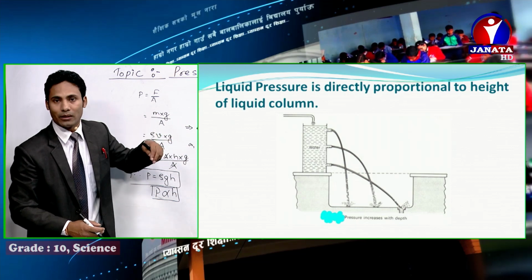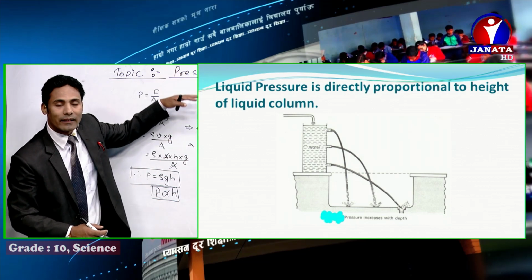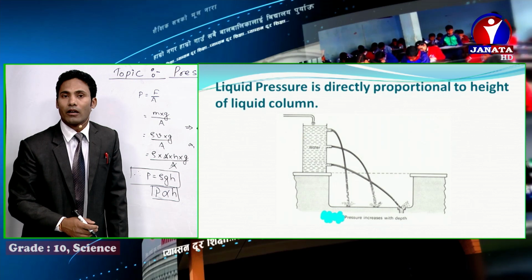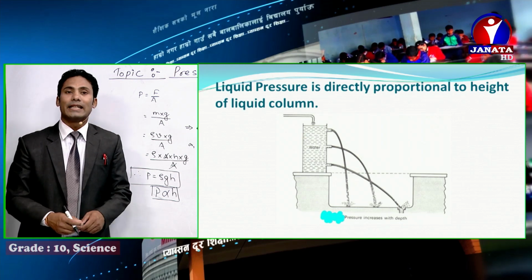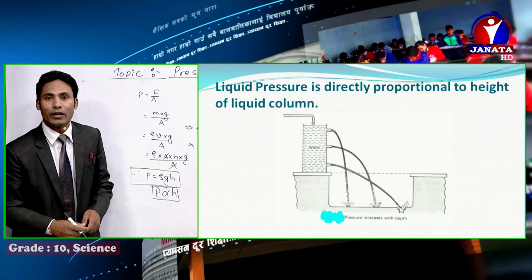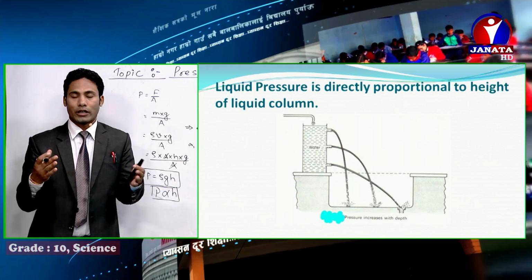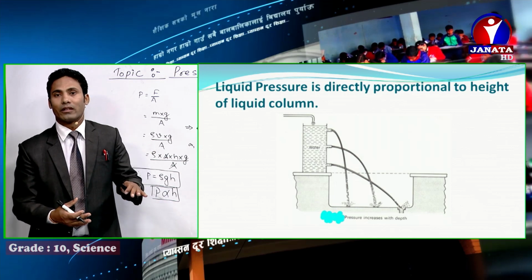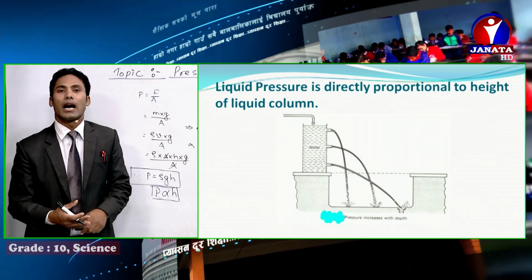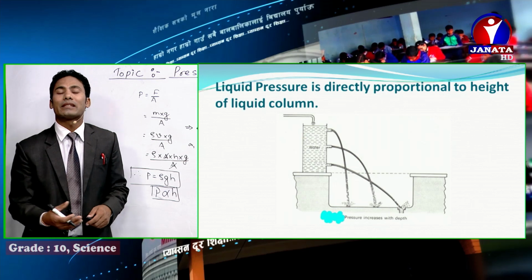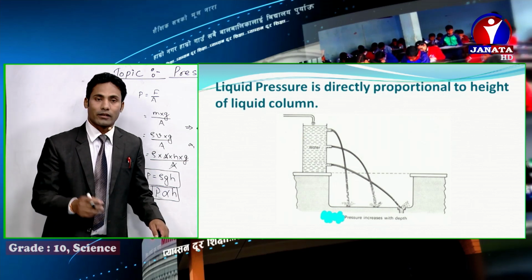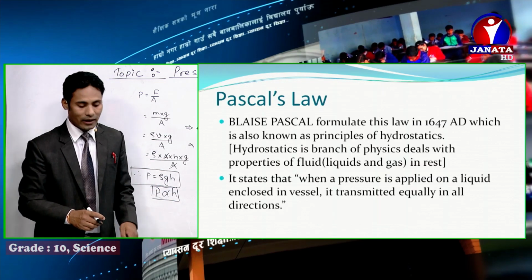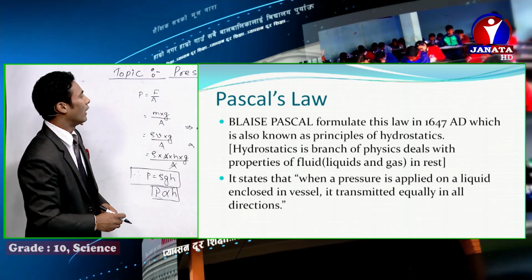The liquid height is minimum, so the pressure is less there, and in the bottom part the liquid pressure is more due to the greater liquid height or liquid column. That's why liquid pressure is directly proportional to the height of the liquid column. That's why, whenever you collect water in a bucket in your house, the downstairs bucket will fill fast in comparison to the upstairs. You might have learned the reasons for this in grade 8 also. So remember, liquid pressure is directly proportional to the height of the liquid column. So this is about liquid pressure.